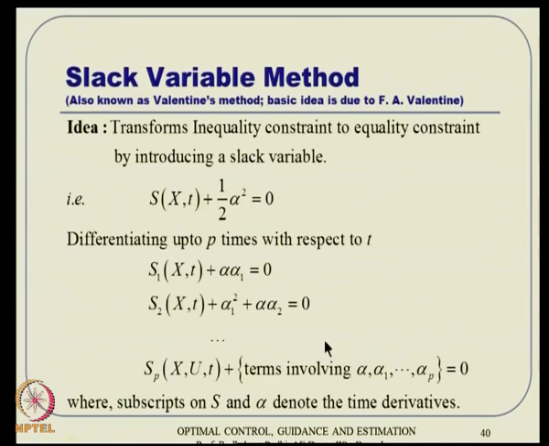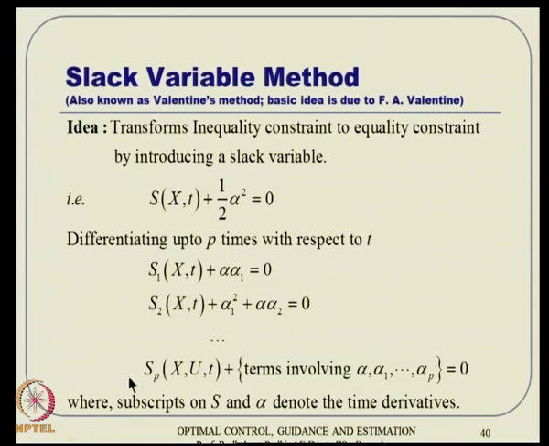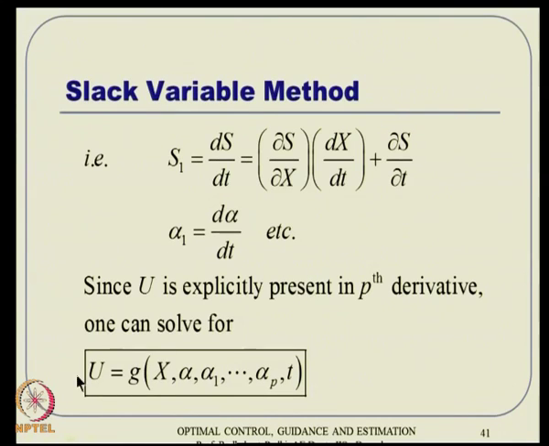Anyway, now coming back, we are assuming that this function is of pth order, that means u appears explicitly if I take the pth order derivative here. So, from this pth order derivative constraint, this equation, I can actually solve for the control in terms of other variables. Utilizing this expression, I can solve for the control, and symbolically we can write something like this: u equal to some function of x, alpha and its derivatives. So, this is the critical observation really.